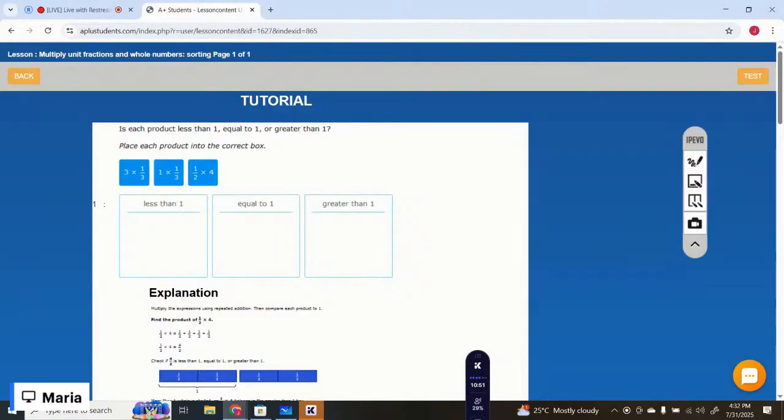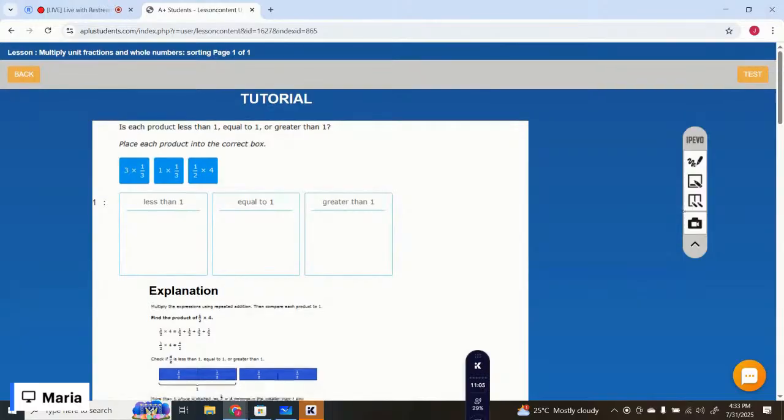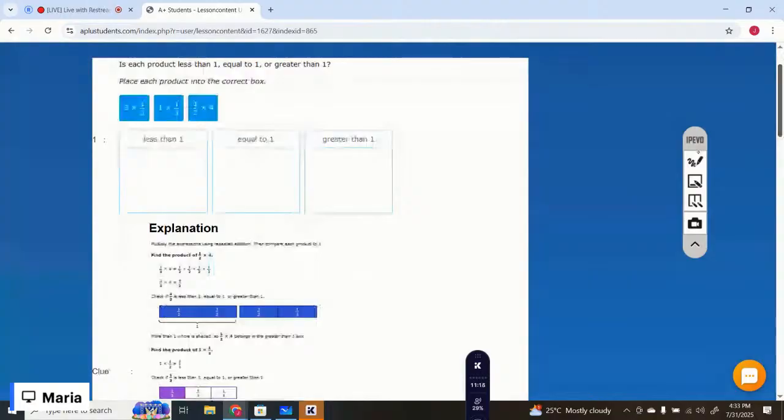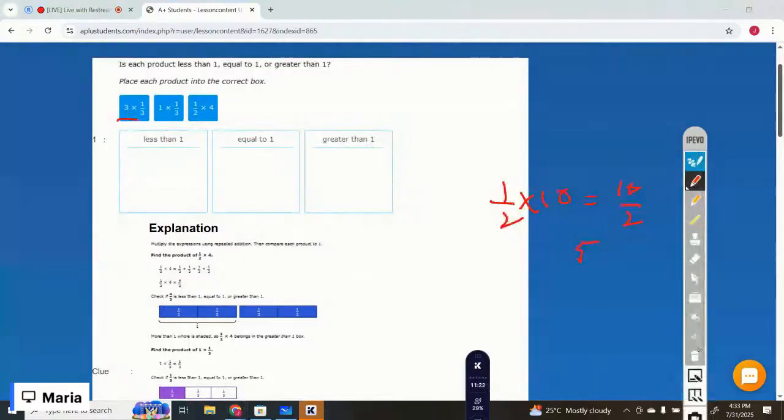Is each product less than 1, equal to 1 or greater than 1? 3 times 1 by 3. So 3 times 1 by 3, 3 and 3. 3 times 1 by 3 is 3 by 3, which is 1, so that means it is equal to 1.